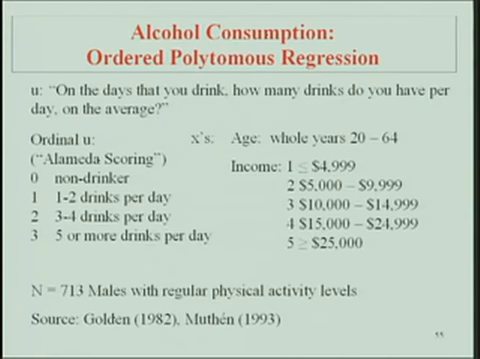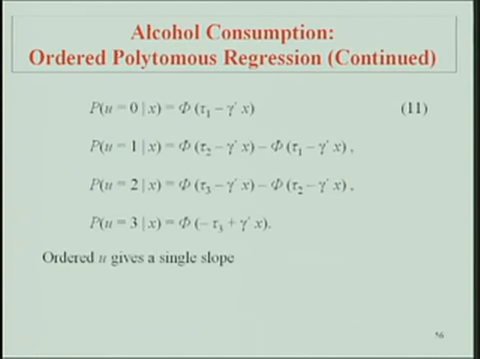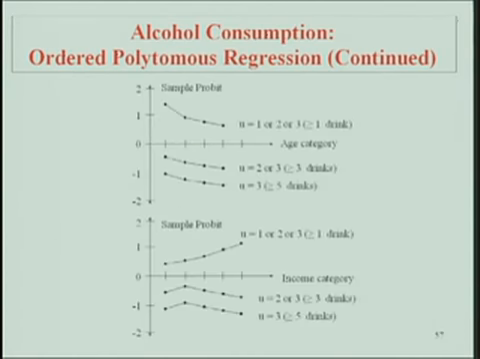So staying on your right screen, you have the equations for the different outcomes, 0, 1, 2, 3. Just generalizing the formula that we looked at. Same slope gamma, but different thresholds for these different events. You can plot that. Even in the polytomous case, you can plot sample probits.